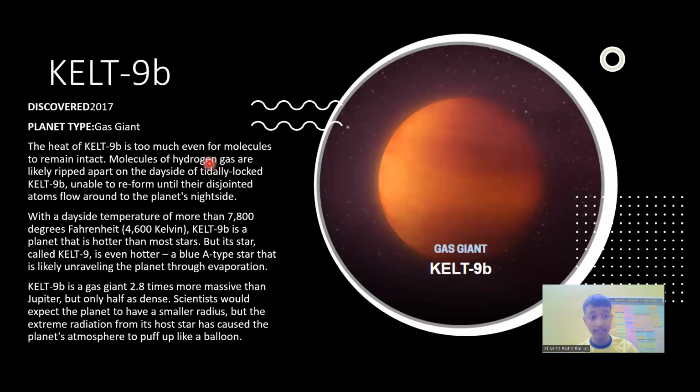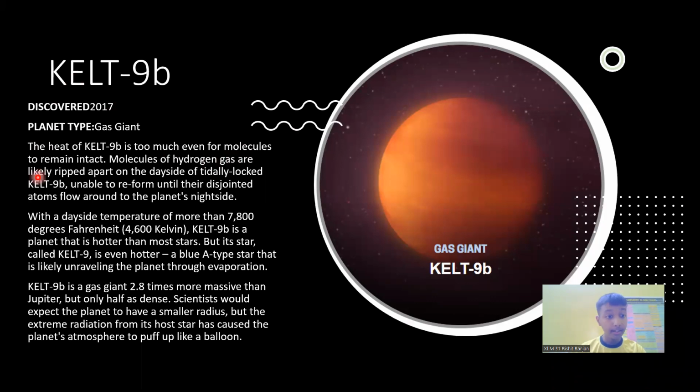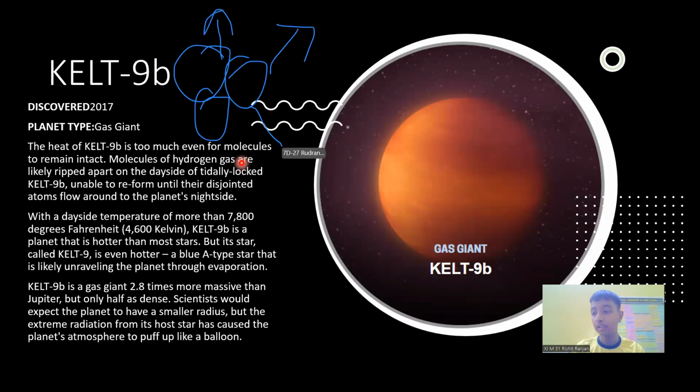One of the examples is Kelt-9b. It was discovered in the year 2017 and the planet type is obviously gas giant. The heat of Kelt-9b is too much even for the molecules to remain intact. For example, these are the molecules, and the heat is so much that they expand too much. That is why they are not intact anymore.